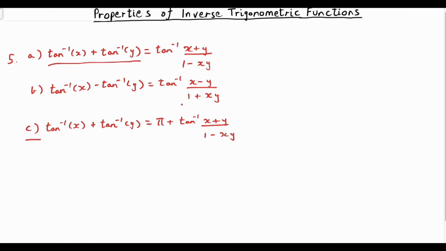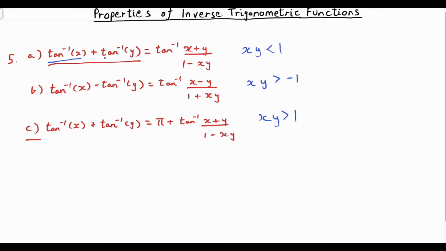Now you'll notice that for the third formula, the LHS is the same as the first formula, but the RHS is not the same as the first formula. How is this happening? This is because the first formula is only valid when xy is less than 1, and there's a condition for the second formula as well, which is xy is greater than minus 1. So what happens when xy is greater than 1? The formula turns into the third formula. This is happening because the range of tan inverse is from minus pi by 2 to pi by 2.